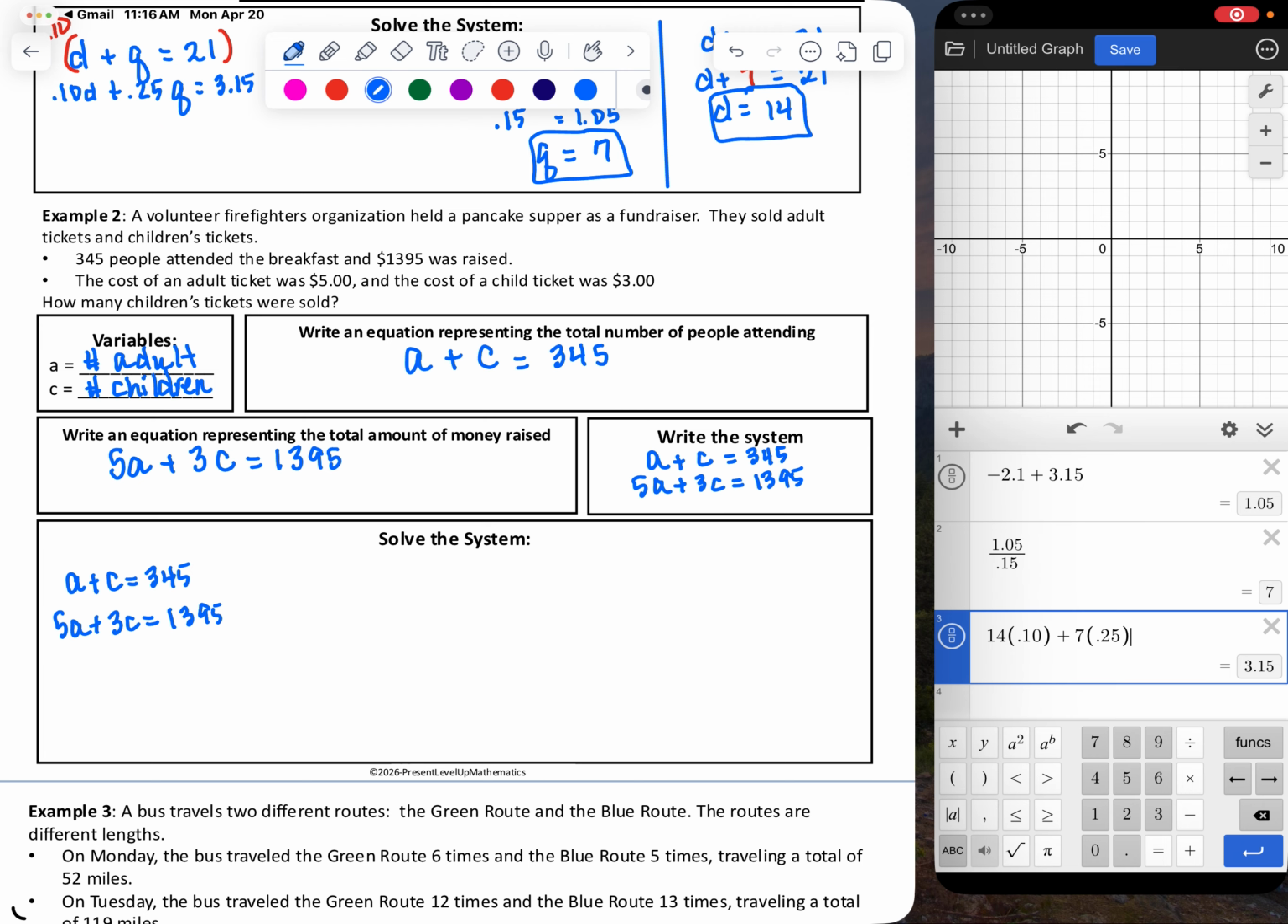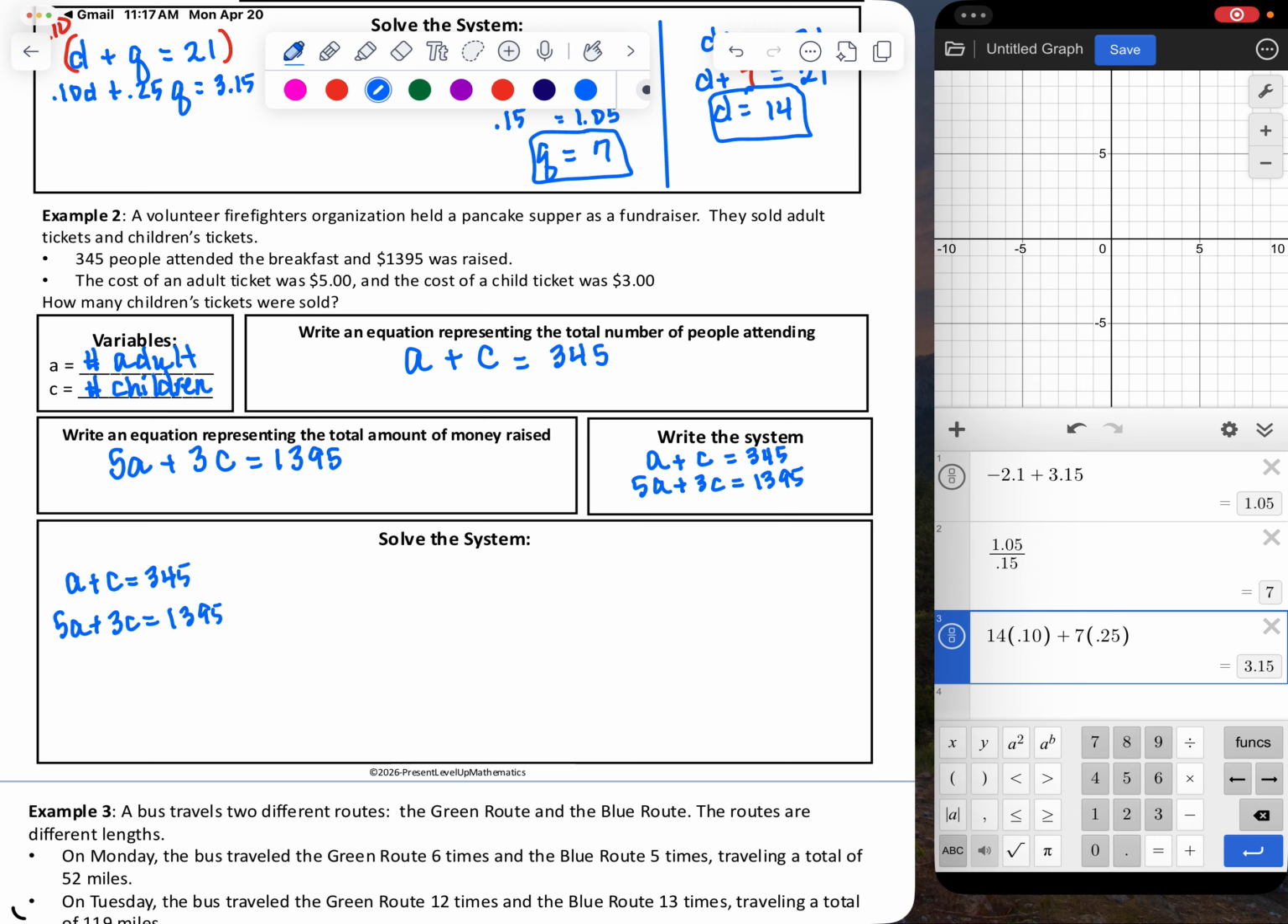So I'm going to say A plus C is 345. 5A plus 3C is 1,395. Now, let's look at what the question's asking again. The question says how many children's tickets were sold. So that means we don't need to know the adults. So if we don't need to know the adults, let's eliminate the adults and solve for the number of children.